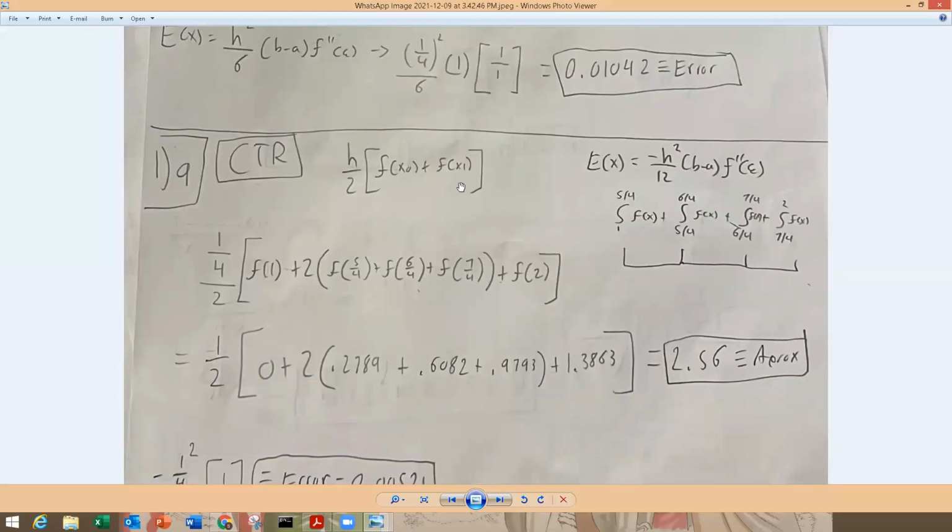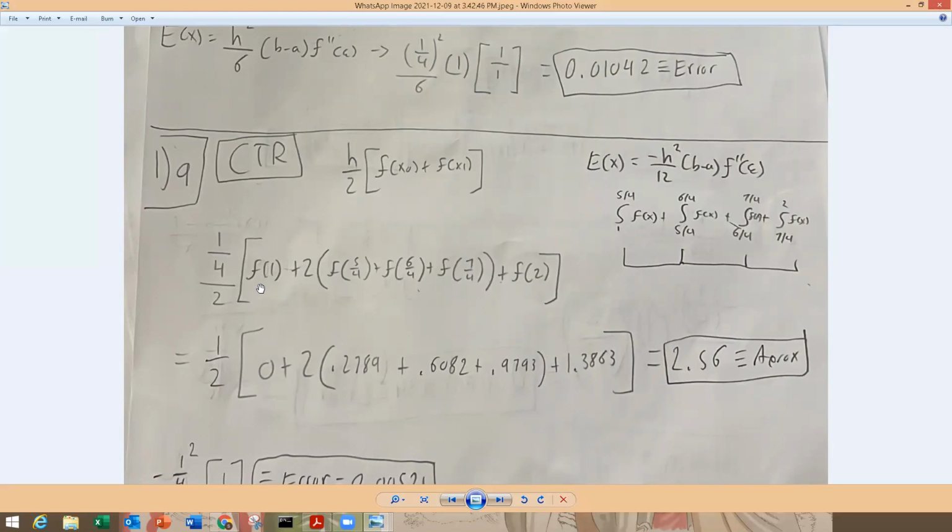So H is just the exact same thing, B minus A over N because it's composite. So it's not just H equals B minus A as for trapezoid. So what we do is we break this one into 4 intervals again. We go from 1 to 5 over 4, 5 over 4 to 6 over 4, 6 over 4 to 7 over 4, 7 over 4 to 2. So what I like to do is just multiply this by 2. That might have been what gave me the wrong approximation. So I did 1 over 4, which is H over 2.